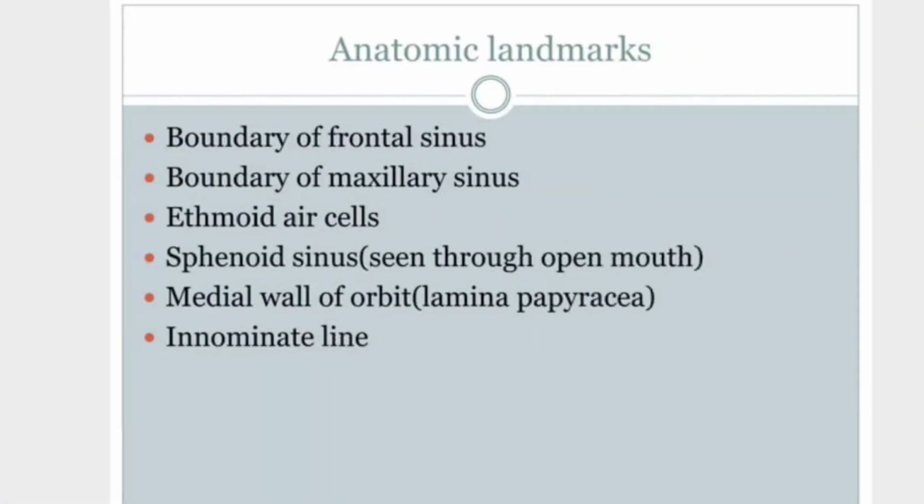Anatomical landmarks for paranasal sinus are boundaries of frontal sinus, boundaries of maxillary sinus, ethmoid air sinus, sphenoid sinus, medial wall of the orbit, that is lamina papyracea, which is a thin bone. Okay, and next is innominate line.